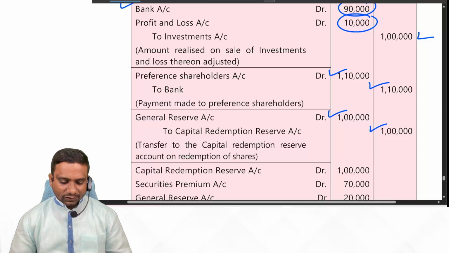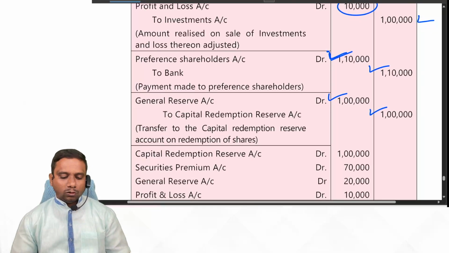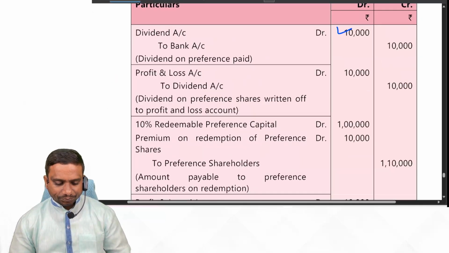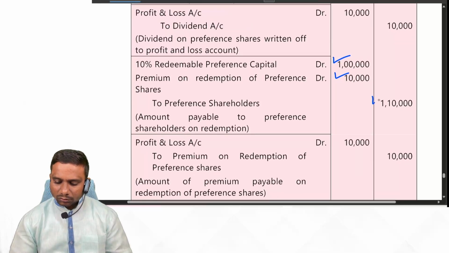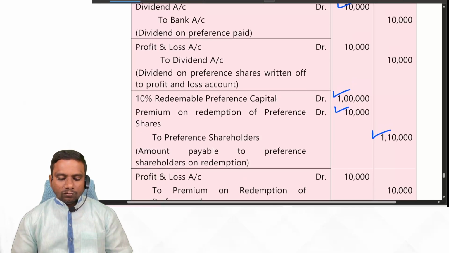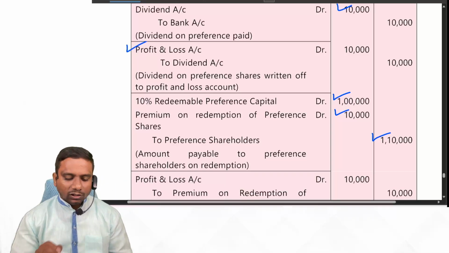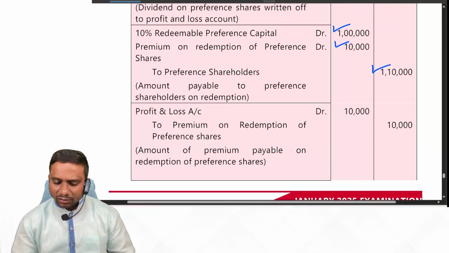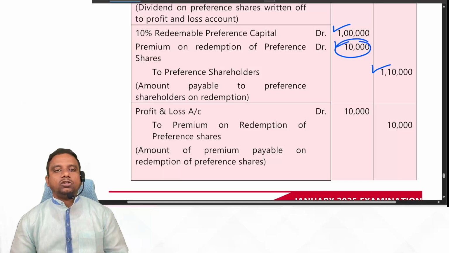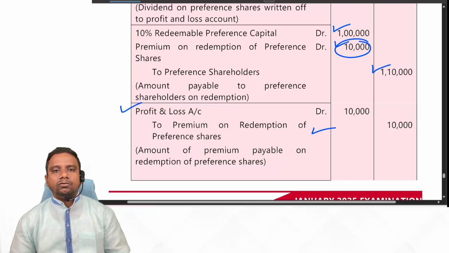Yes or no? Now make payment to preference shareholders. Here we already paid the amount to preference shareholders. Due entry: 10% redeemable preference share capital 1 lakh, premium 10,000, total amount 1 lakh 10,000. We have paid the dividend, na? Dividend account debit to bank. Now this dividend we set off against general reserve and profit and loss account balance to dividend account. Next, the premium we have, we set off against profit and loss account balance, to premium on redemption of preference shares account debit.